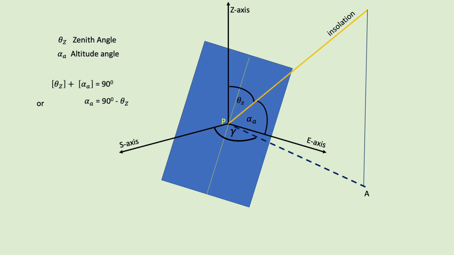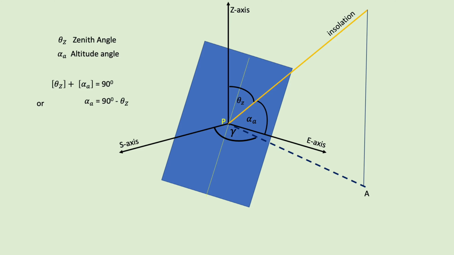The angle between the zenith axis and insolation is called the zenith angle. This angle is of importance to the designer and installer because it helps in estimating the length of shadow of nearby buildings, trees, etc., so that solar devices can be installed to avoid shadowing.